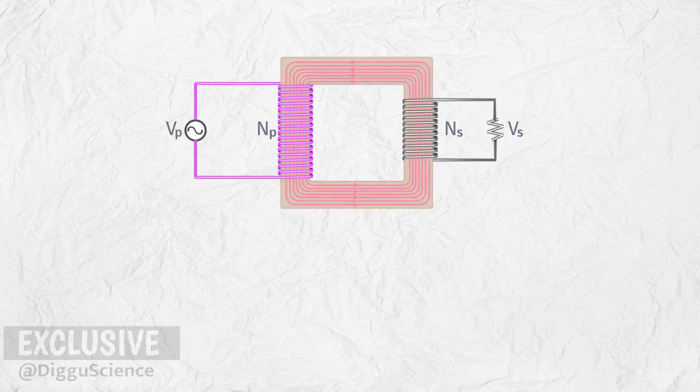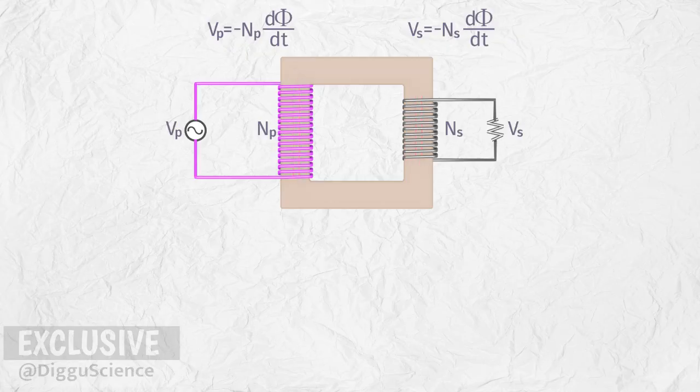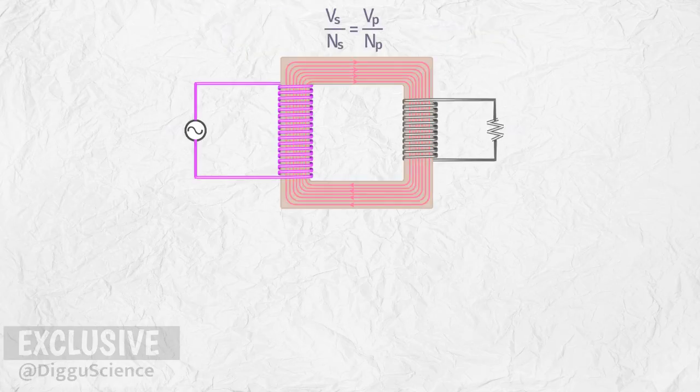Using the concept of induced EMF, in the primary coil, Vp is equal to minus Np dΦ/dt. At the same time, in the secondary coil, Vs is equal to Ns dΦ/dt. Since the flux change in both coils is the same, we can compare the two equations. Vs over Ns is equal to Vp over Np. This is the transformer equation.